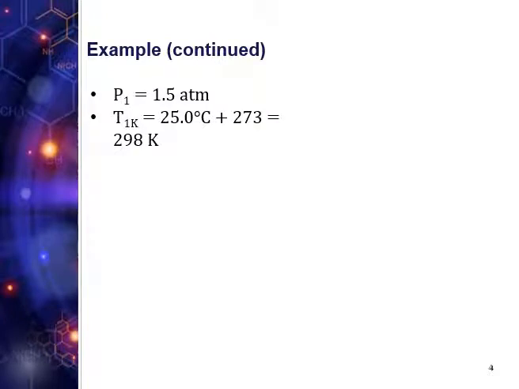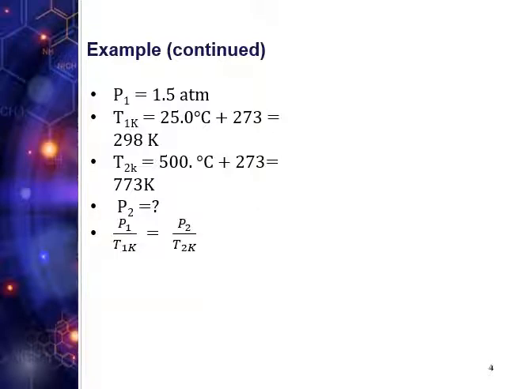First, we're going to write down the knowns from the problem and then the unknowns. P1 is 1.5 atmospheres. T1 is 25 degrees Celsius. We're going to add 273, and that will be 298 Kelvin. T2 is 500 degrees Celsius, plus 273 is 773 Kelvin. P2 is unknown. We're going to rearrange the formula to solve for the unknown P2.